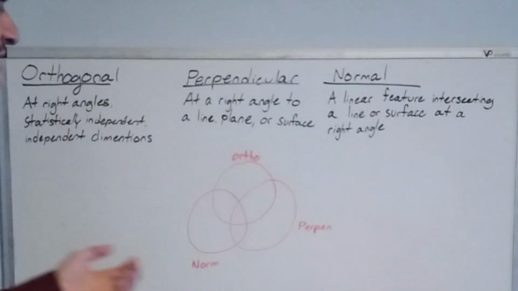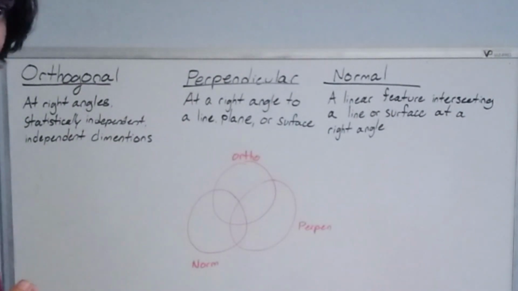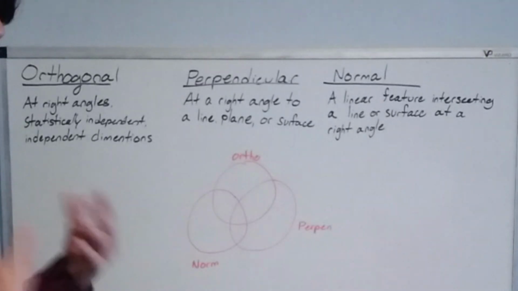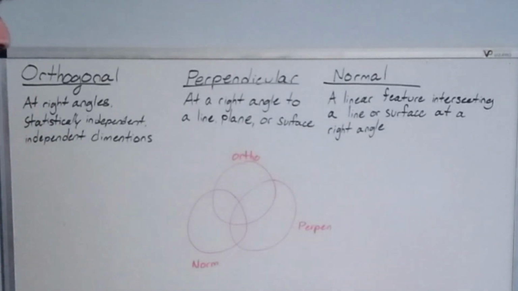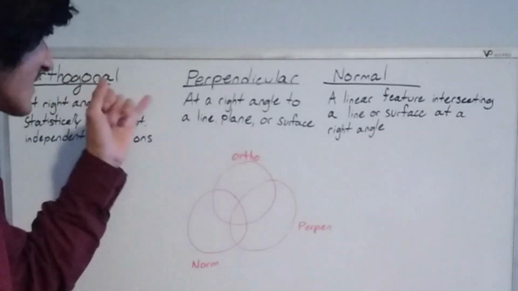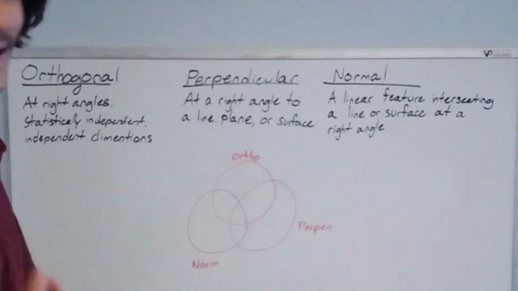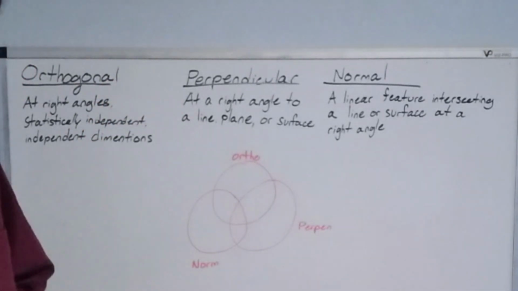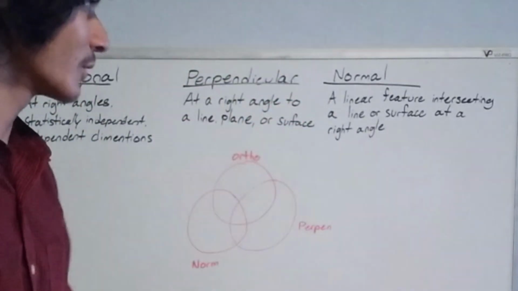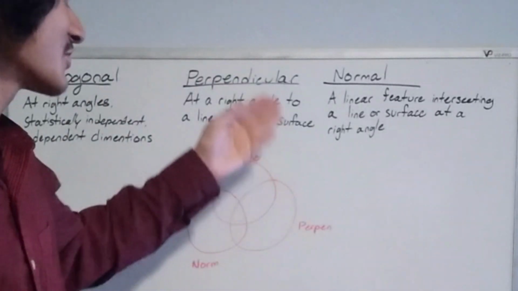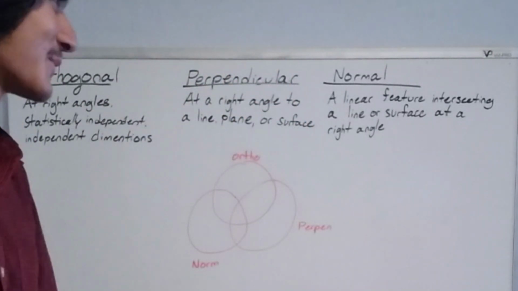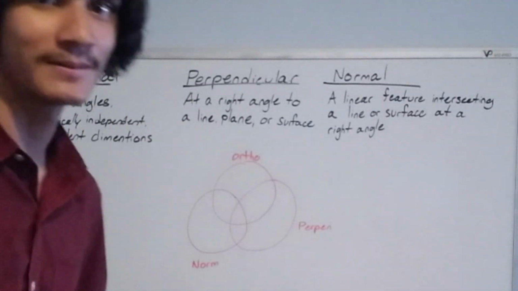To differentiate these three seemingly interchangeable terms, we should go to their definitions to find some similarities and differences. Orthogonal is defined as something's at right angles, statistically independent or independent dimensions. The definition of perpendicular means at a right angle to a line, plane, or surface. And the definition of normal is ordinary or usual, but it's also a linear feature intersecting a line or surface at a right angle.